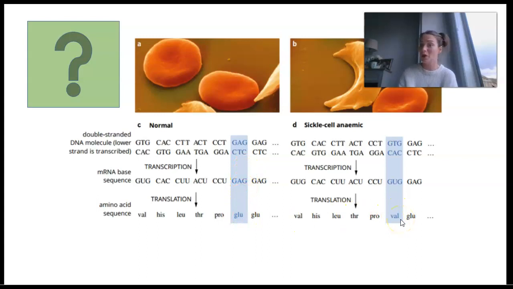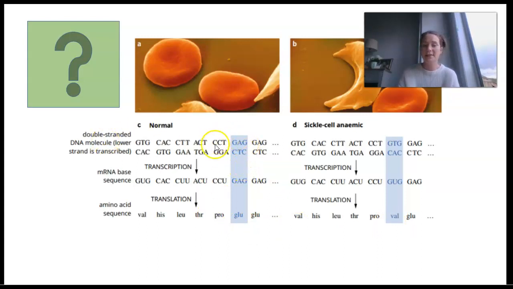And pop quiz, what kind of mutation would that be if we've got a changed amino acid? So it's a point mutation resulting in an alternate amino acid being added, and so that would be a missense mutation. Hopefully you got that.